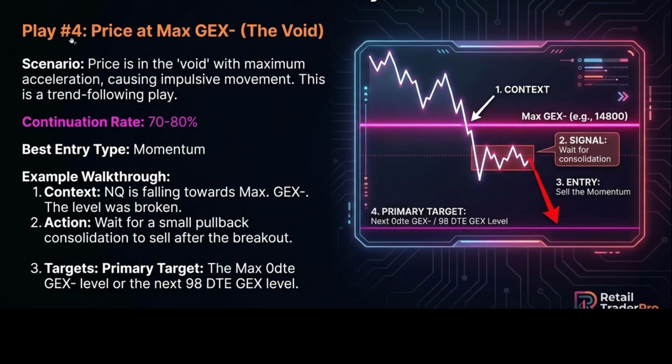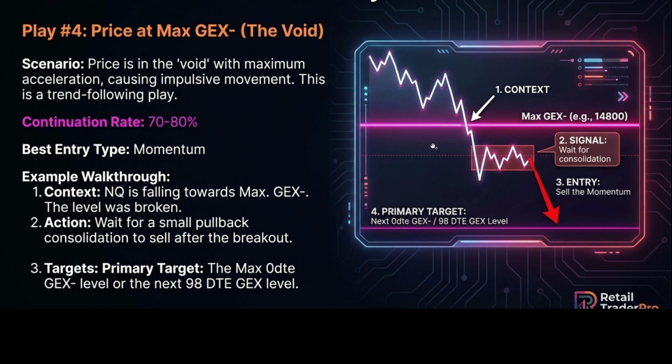And the fourth play is when price is at max negative GEX level. As I named it here, this is the void. Why the void? Because the volatility here is so high and the price doesn't have a brake here. The price is in the void with maximum acceleration, causing impulsive movement. This is a trend following play. The continuation rate is like 70 or 80%. The best entry type is with momentum.